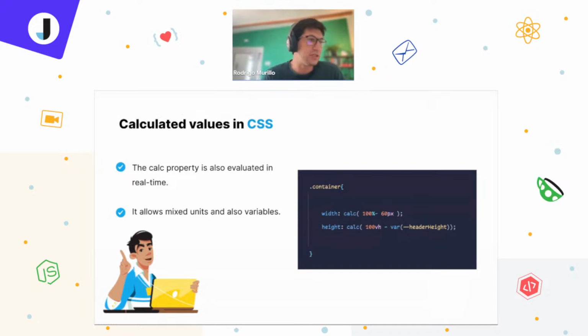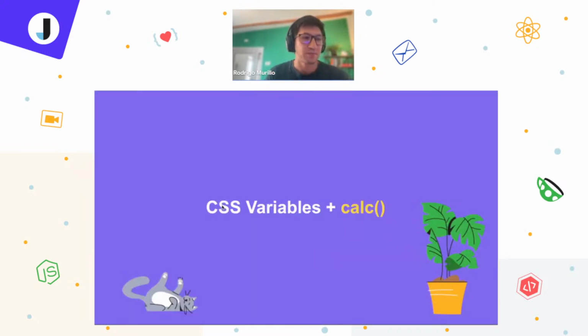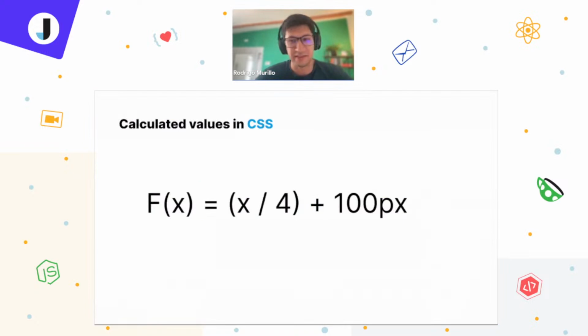It allows us not only to mix and match values, but also combine them with references to variables. So that is also pretty cool, and there is tons of potential there. And that's exactly what we are about to see, like CSS variables and calc and how we can combine them to create some cool effects.